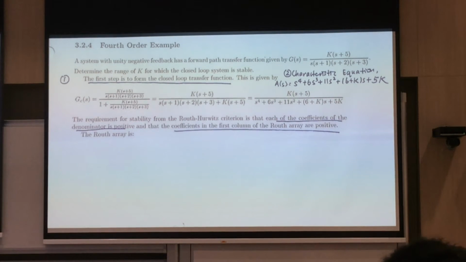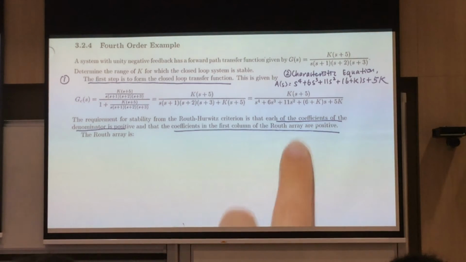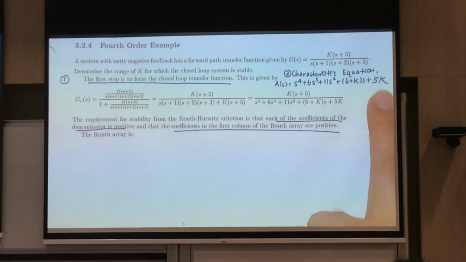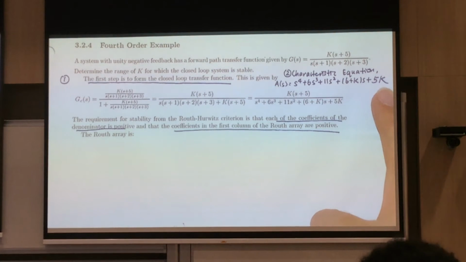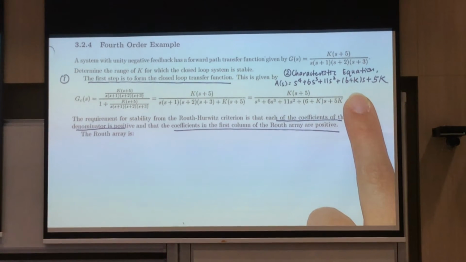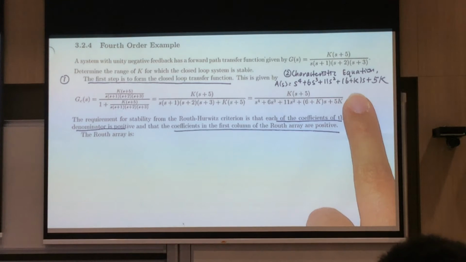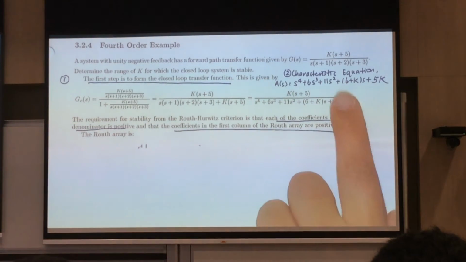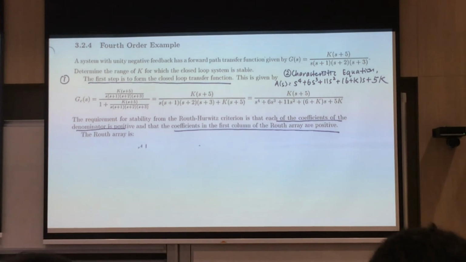Okay, so these two. So how do you check coefficients? All coefficients must be positive. First of all, it means that 5k must be greater than 0, right? Yeah, so k must be bigger than 0. 6 plus k must be greater than 0. So k must be greater than minus 6. Alright? And in conclusion, meaning k must be greater than 0. Next, you form the Routh array.